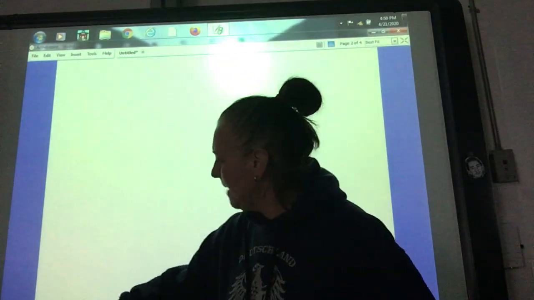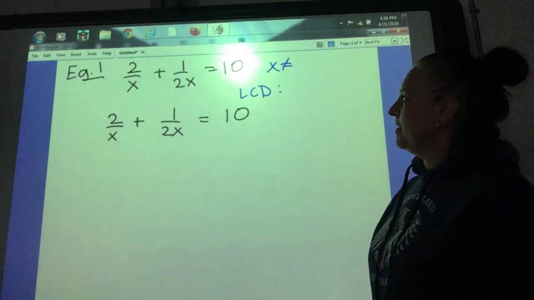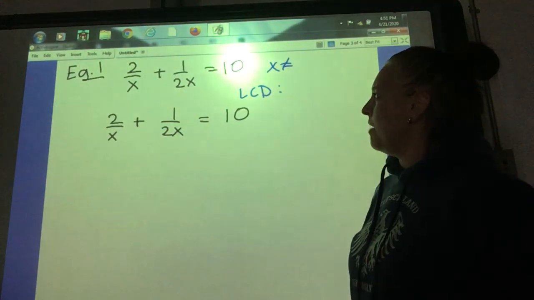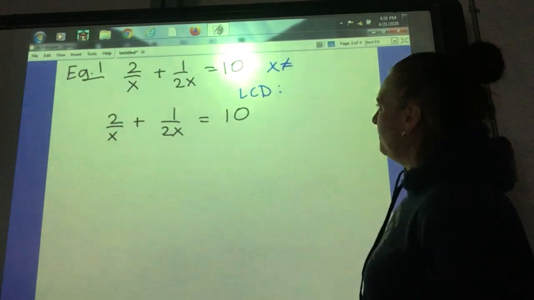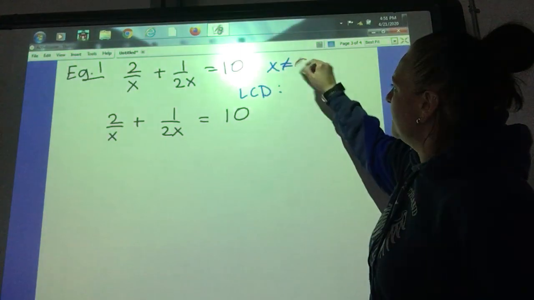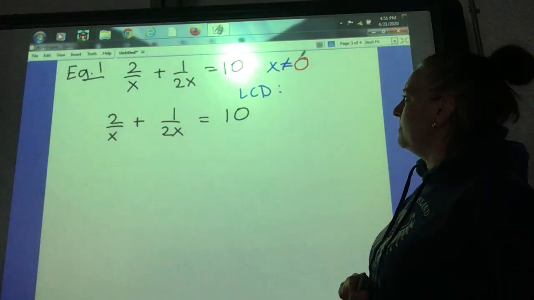So for our first example, that's the same one we started with. 2 over x plus 1 over 2x equals 10. I see there's a glare on the screen, but again, you do have a copy of these notes with you, so hopefully you're okay. So what's our non-permissible? Well, here, x cannot equal 0. Here, x could also equal 0. So we only have one non-permissible, x cannot equal 0.